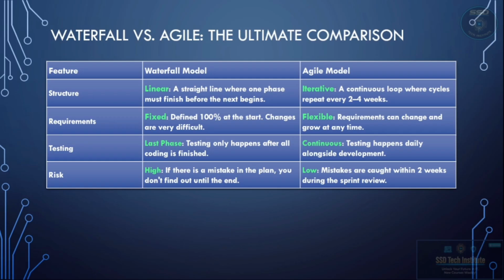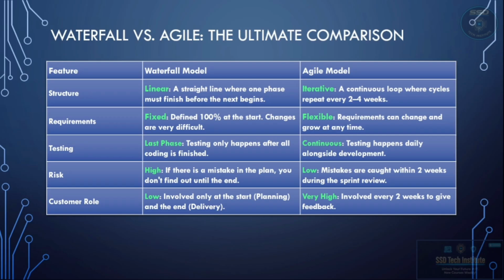Now risk. The waterfall model is highly risky. If there is a mistake in the original plan, you cannot find out until the end of the project. Whereas agile is low risk because we review the work every 2 weeks. The mistakes are caught almost immediately during the sprint review.